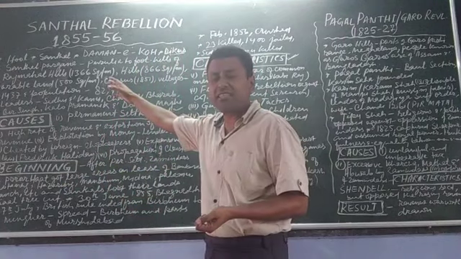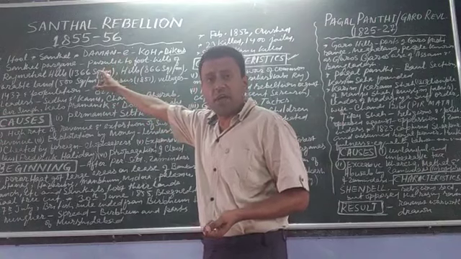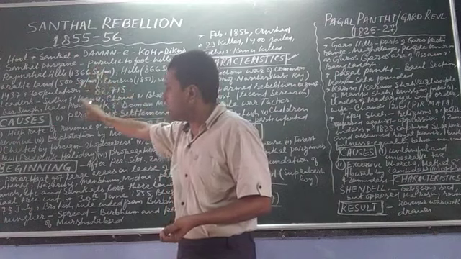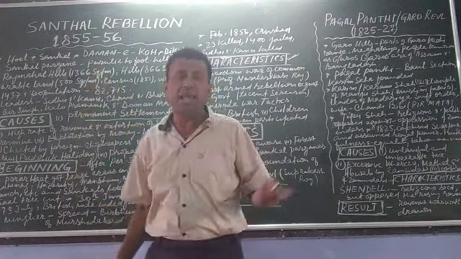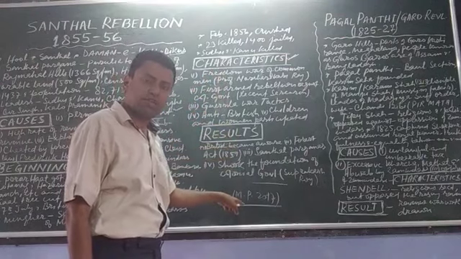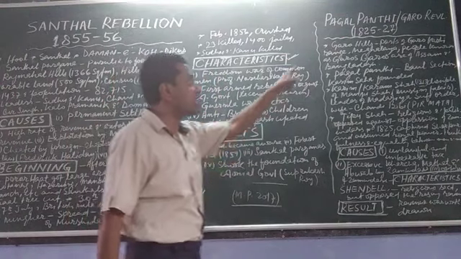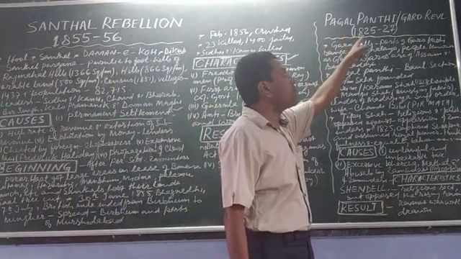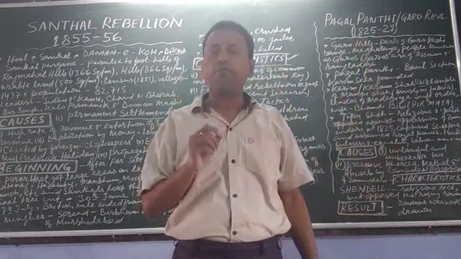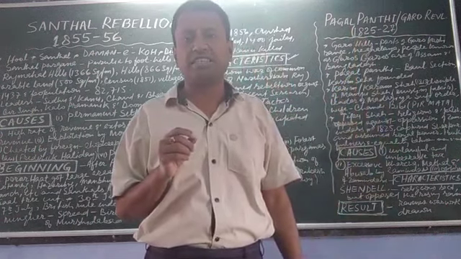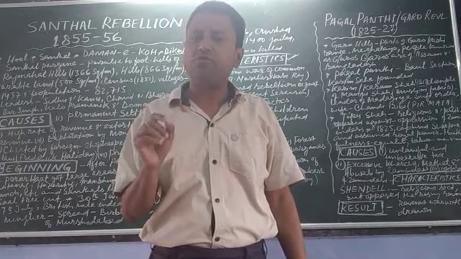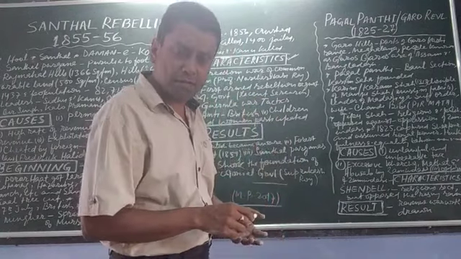So what we have discussed under the Santhal: a few terms of the Santhal rebellion, the causes, how it began, and we also discussed the characteristics, results, and the one question that appeared in 2017. Now we will discuss the Pagal Panthi or Garo revolt. This revolt started in the years 1825 to 27.